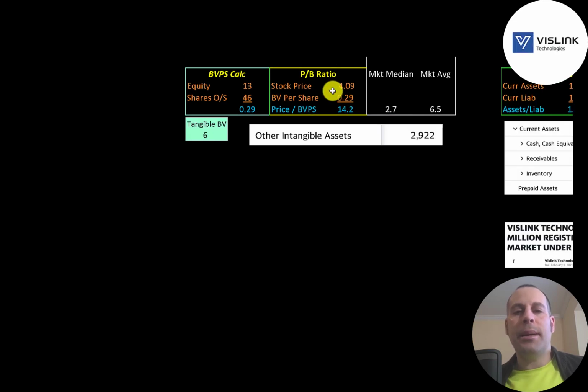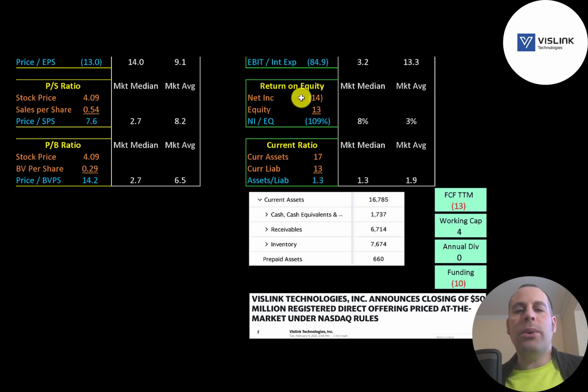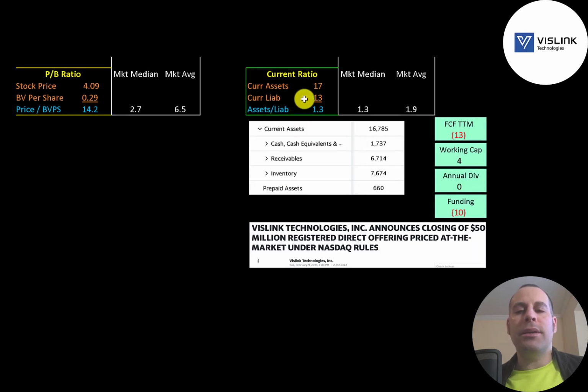Price to book is stock price over book value per share. They're at 14.2. Interest coverage ratio is EBIT over interest expense. They have negative EBIT, so they have negative interest coverage ratio. ROE is net income over equity. Negative net income, negative ROE. Current ratio is current assets over current liabilities. They're at 1.3, so they can cover their current liabilities. These current assets are as of their last published balance sheet.